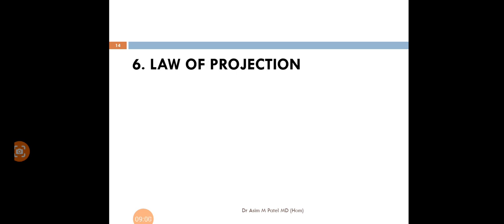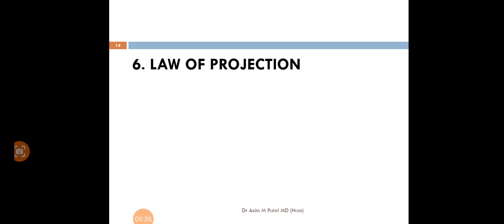Then the last property of receptor is the law of projection. According to this law, there will be a definite pathway from the receptor to the center for any sensation, for any sensory nerve fiber. If any area of this pathway is stimulated, the sensation will be felt at the site of receptor. So this property is known as law of projection.